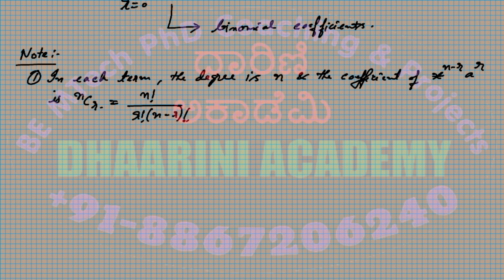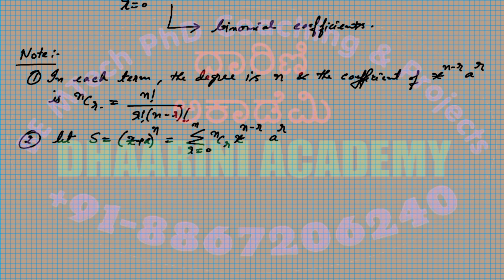And let me write another equation now. This is also very useful. So let's say the expansion is x plus a to the n, and we know that this can be expanded as the summation for r equal to 0 to n of ncr into x to the n minus r a to the r.